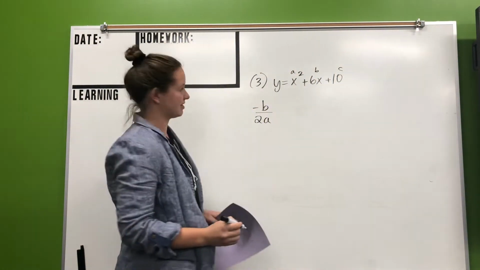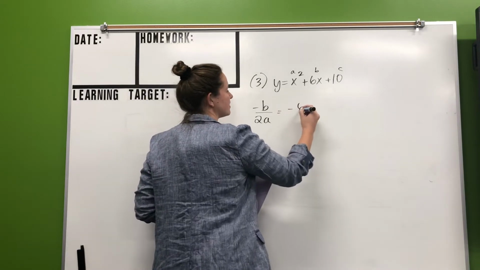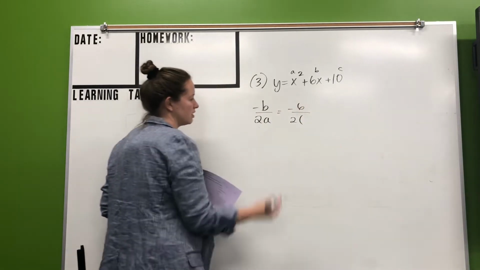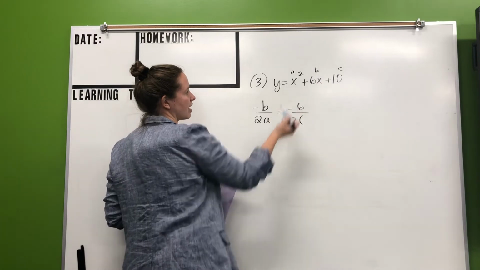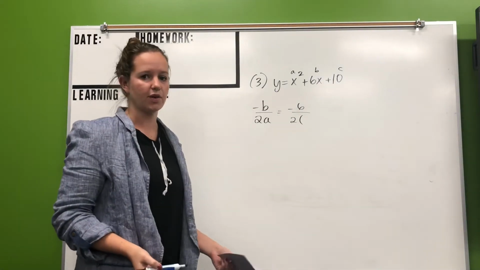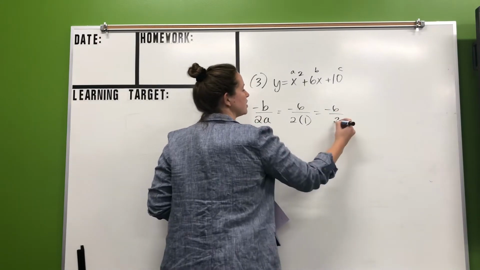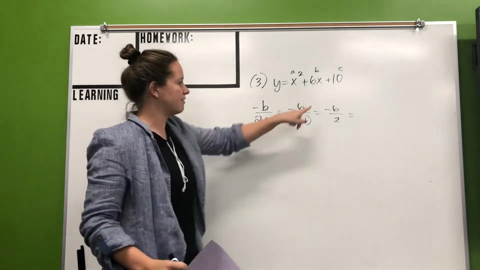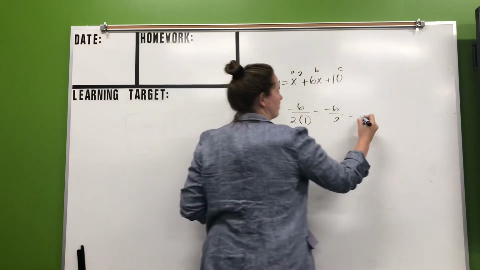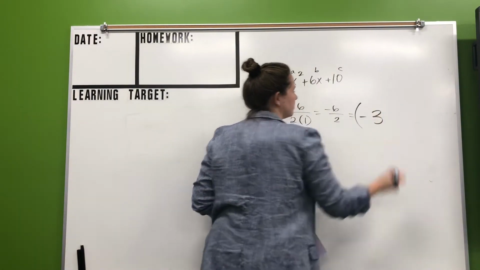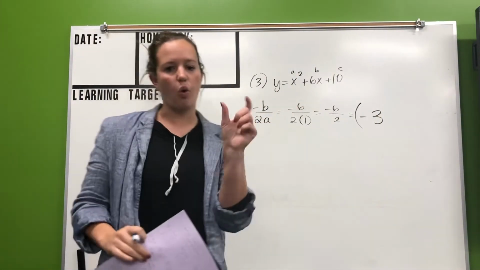So b is 6. So you're going to write negative 6 over 2. The 2 is always there. And a in this case is nothing. There's nothing there. So a is 1. All right, 2 times 1 is 2. And negative 6 divided by 2 is negative 3. So negative 3 is your first coordinate of your vertex.